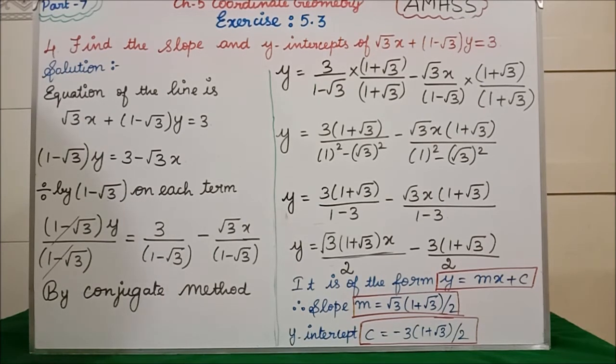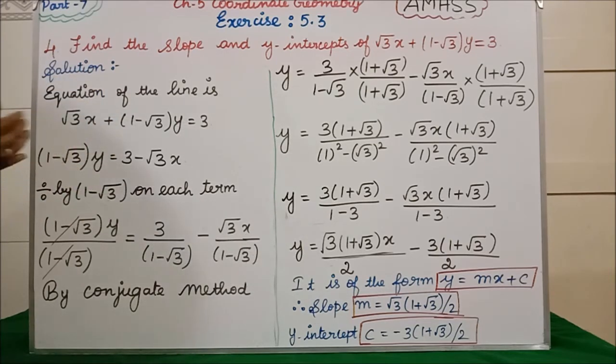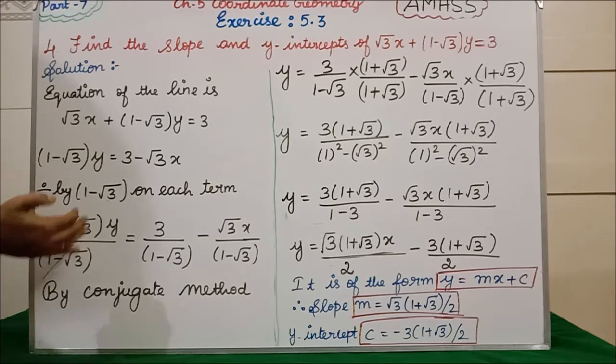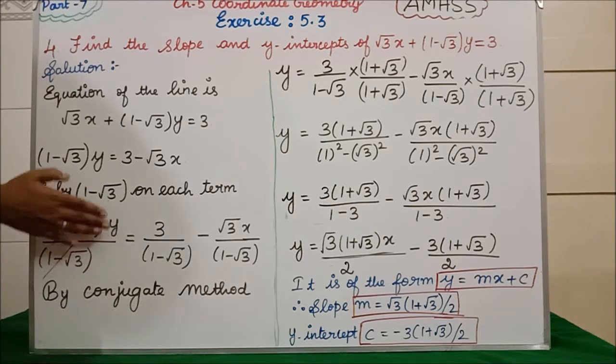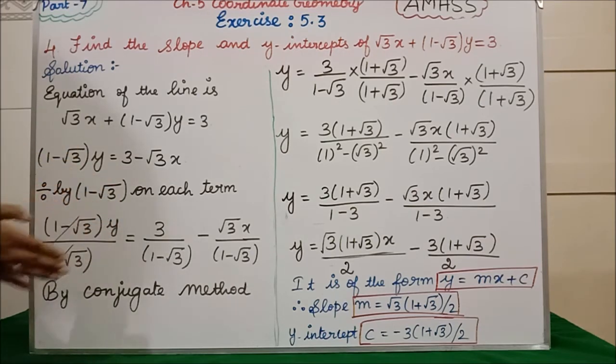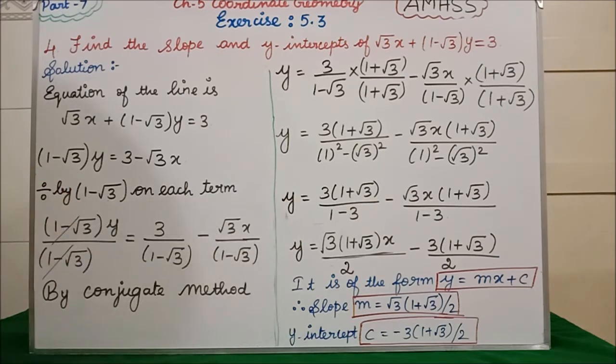Students, why are we doing it like this? Only then can we bring it into y equal to mx plus c form. In the left hand side we have to have only y. So whatever value we have before y, you are going to divide each term by that value. Clear now? So now both get cancelled. Now we have only y on the left hand side. So y equal to 3 by 1 minus root 3, minus root 3 divided by 1 minus root 3 x.